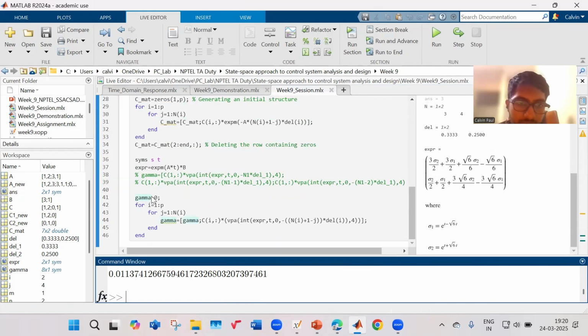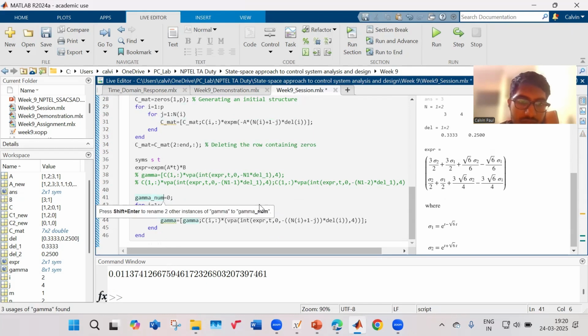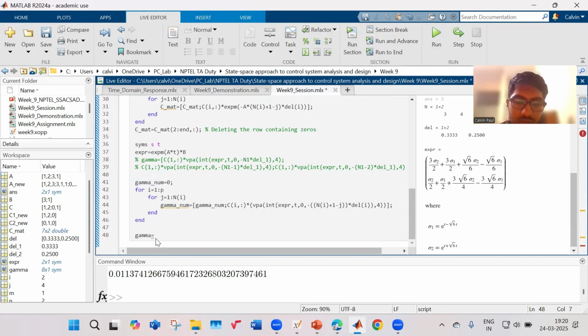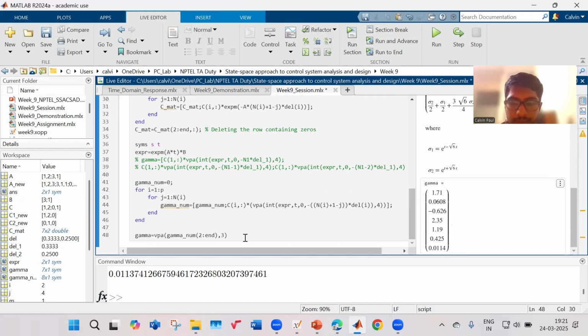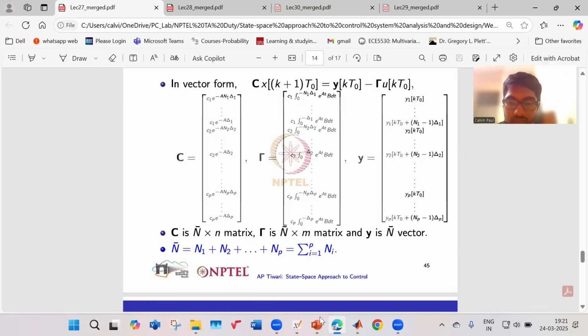Then we say gamma, rename everything. We do gamma is equal to EPA gamma from 2 to N command 3. We don't want it to be very long, so we'll run this section. This is our gamma which we get. So we got our gamma. So we got a C matrix, we got our gamma matrix. These are again constant.